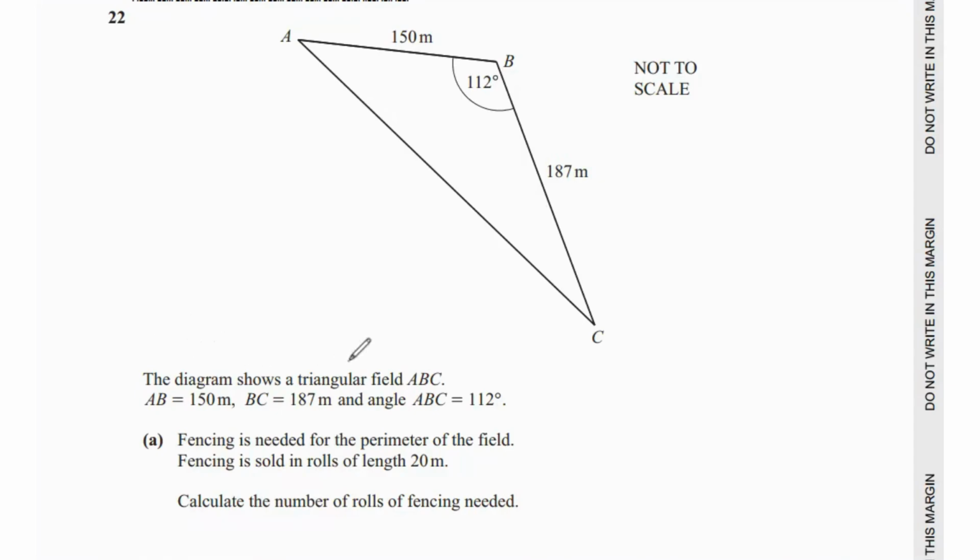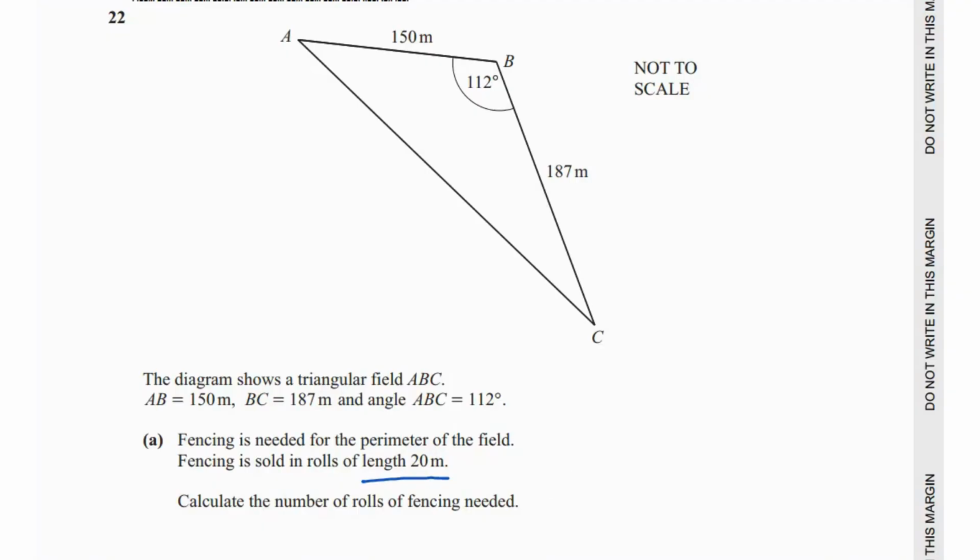Then it says the diagram shows a triangular field ABC. AB is given as 150 meters, BC is 187 meters, and the angle ABC is 112 degrees. Fencing is needed for the perimeter of the field. Fencing is sold in rolls of length 20 meters. We have to calculate the number of rolls of fencing needed.